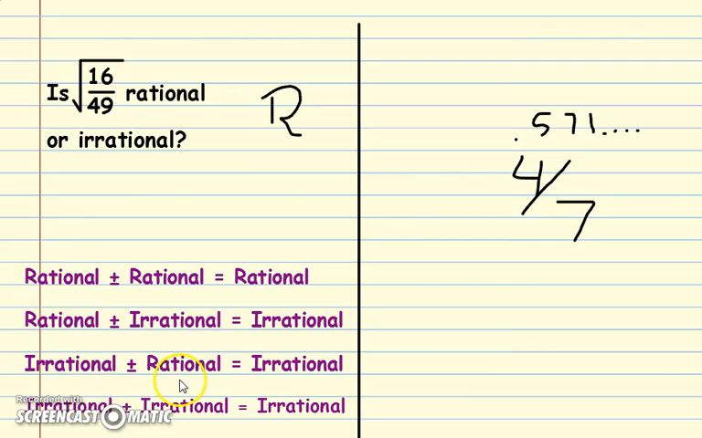Irrational and rational, you just flip them around. It's still adding or subtracting, so it's going to be irrational. And the adding or subtracting of two irrational numbers will be irrational. So basically the only time you're going to get a rational answer is if you're adding or subtracting two rational numbers. If there's any type of irrational in there, your answer is going to be irrational. So let's take a look at a few examples here.